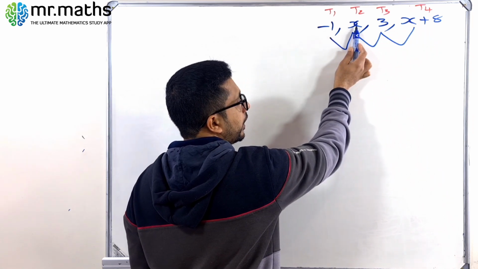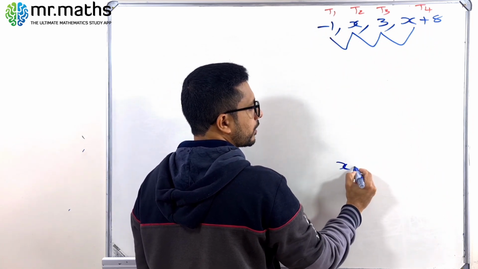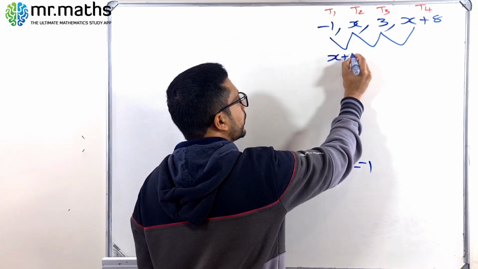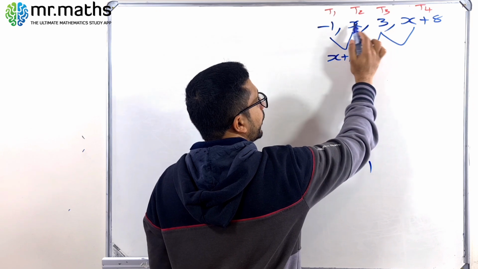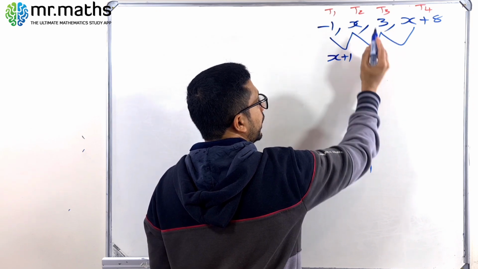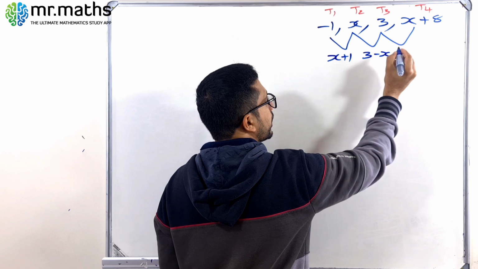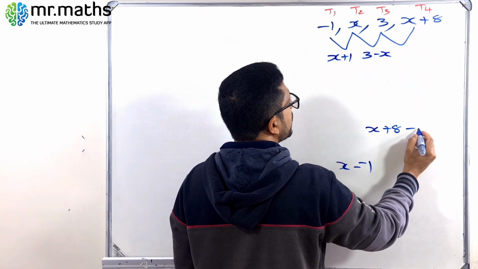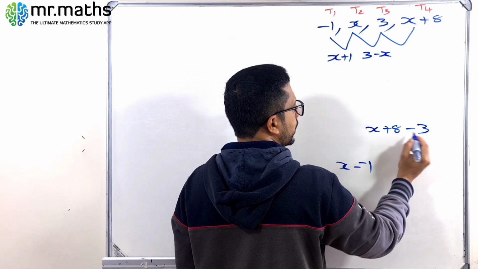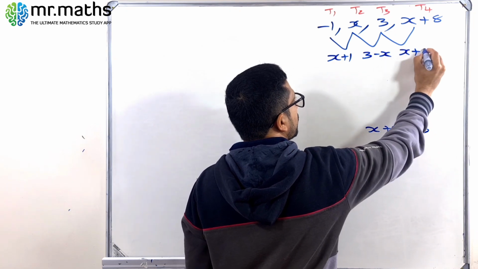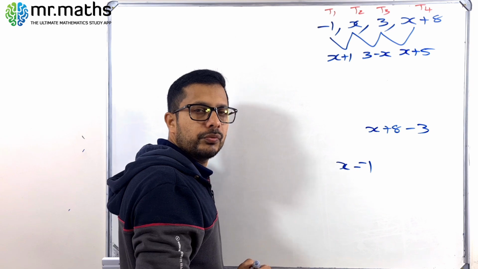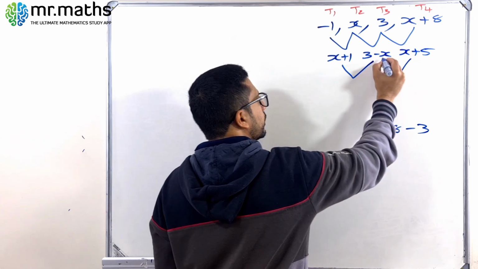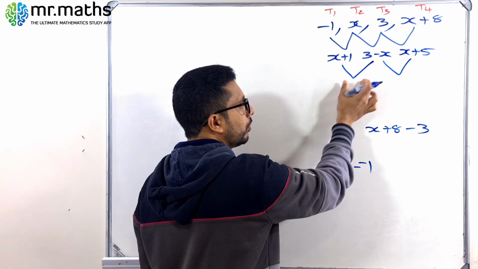First differences: second term minus first term, so x minus minus 1, it is x plus 1. Then third term minus second term, 3 minus x. Then this one, x plus 8 minus 3. 8 minus 3 is 5, so this one is x plus 5. Okay, now we can find the second difference. How can you find it? Like this. Am I right? Okay, I'm not going to write all of that here.